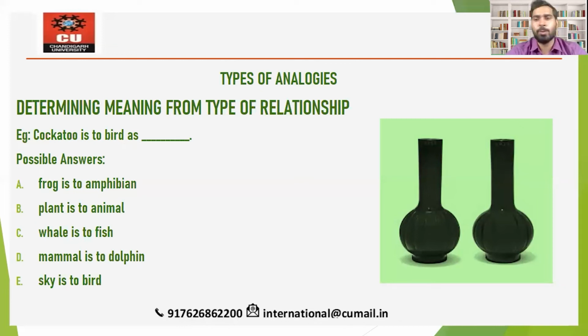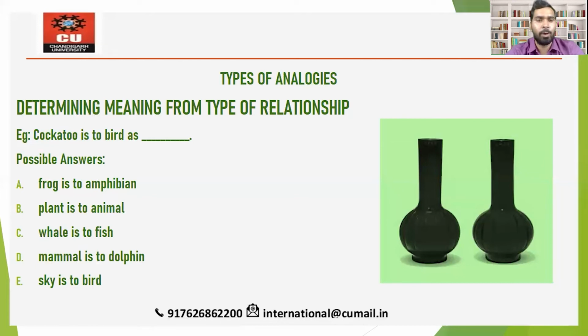Which among the following options establishes a very close relationship talking about the type and the category that it belongs to? If you look into the following options, you have frog is to amphibian, plant is to animal, whale is to fish, mammal is to dolphin, and sky is to bird.